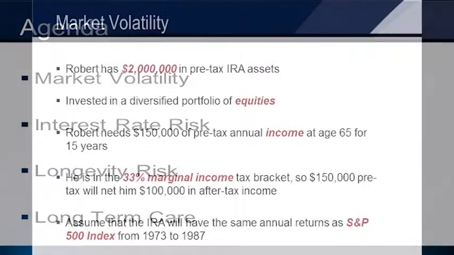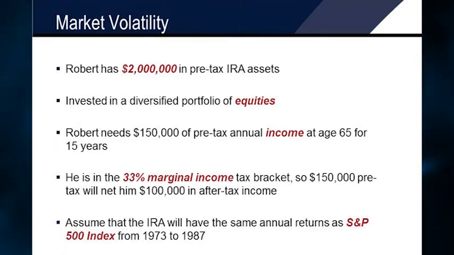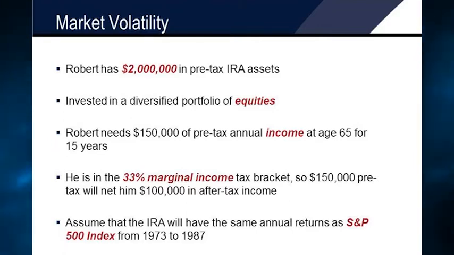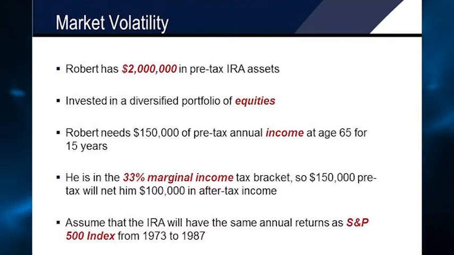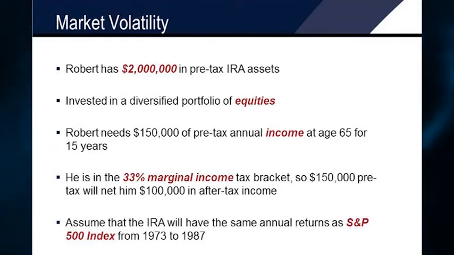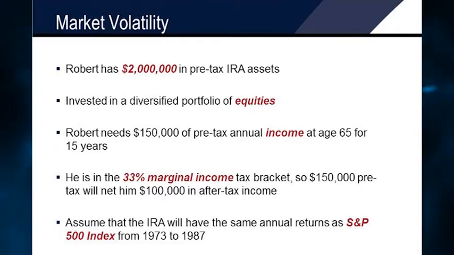The first risk that we face is market volatility. We have a case study we want to share with you. That case study shows an individual with $2 million in his portfolio in a pre-tax IRA. The objective of this particular client was that he wanted to take out $150,000 a year every year out of this portfolio so that he could net out after tax $100,000, assuming a 33% marginal income tax bracket.